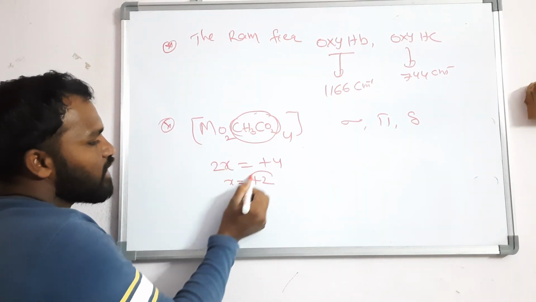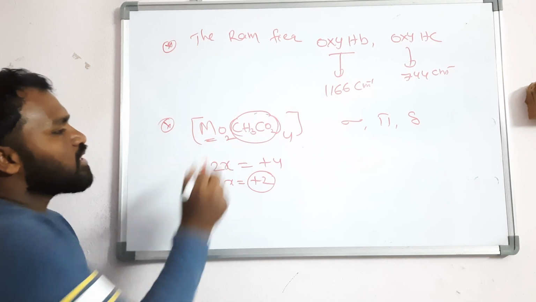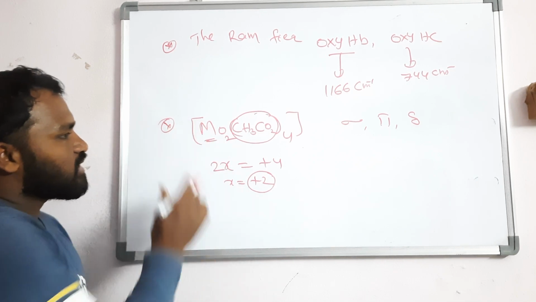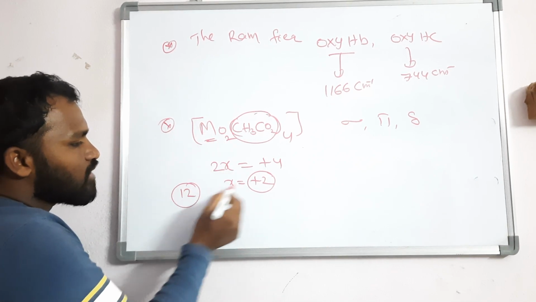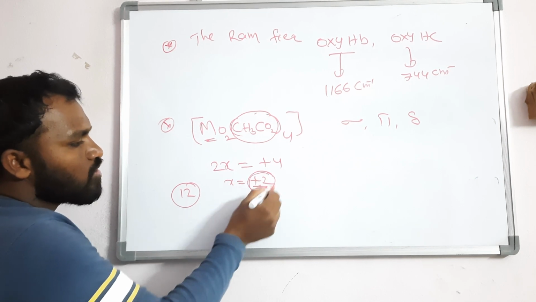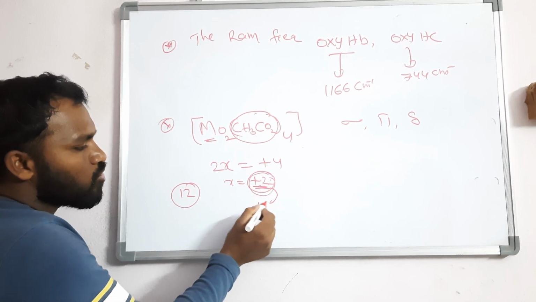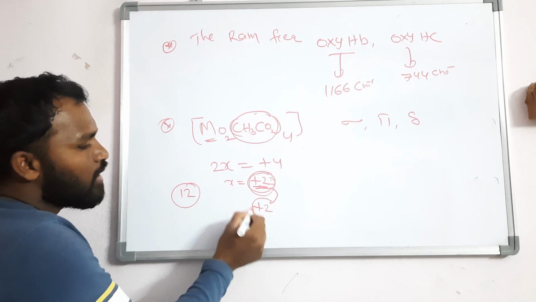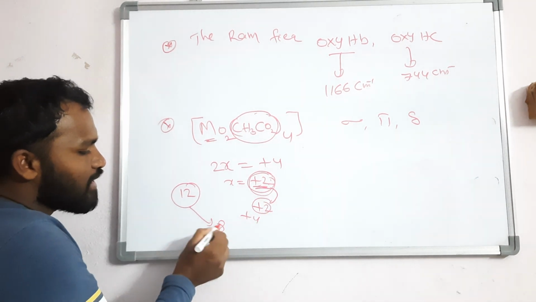That means each molybdenum, generally each molybdenum possesses 6 electrons. Molybdenum 6, so 12 electrons. From the 12 electrons you should remove 2 from each molybdenum. So in total from 2 molybdenums you should remove the 4 electrons. So you will get the 8 electrons.